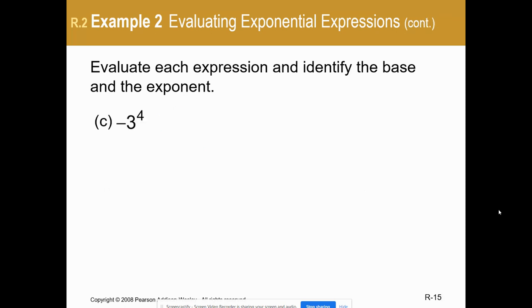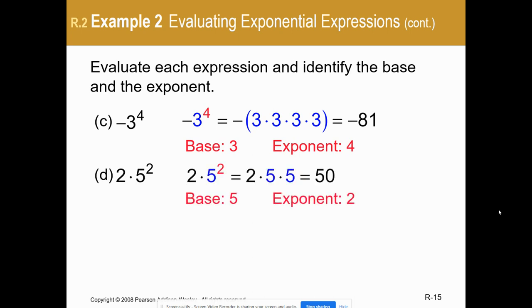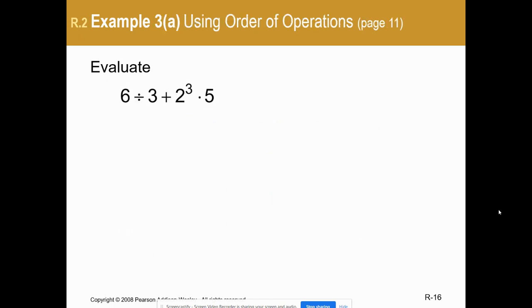On part C, it's a little less clear. What does that negative mean? Is it attached to the fourth power or not? It turns out it's not. That negative is separate from the 3. So that negative hangs out, and we take 3 times itself 4 times, so we get -81 for an answer here. Similarly, (2 times 5) squared is 100, while 2 times 5 squared is 50. So it's important to pay attention to things like parentheses.